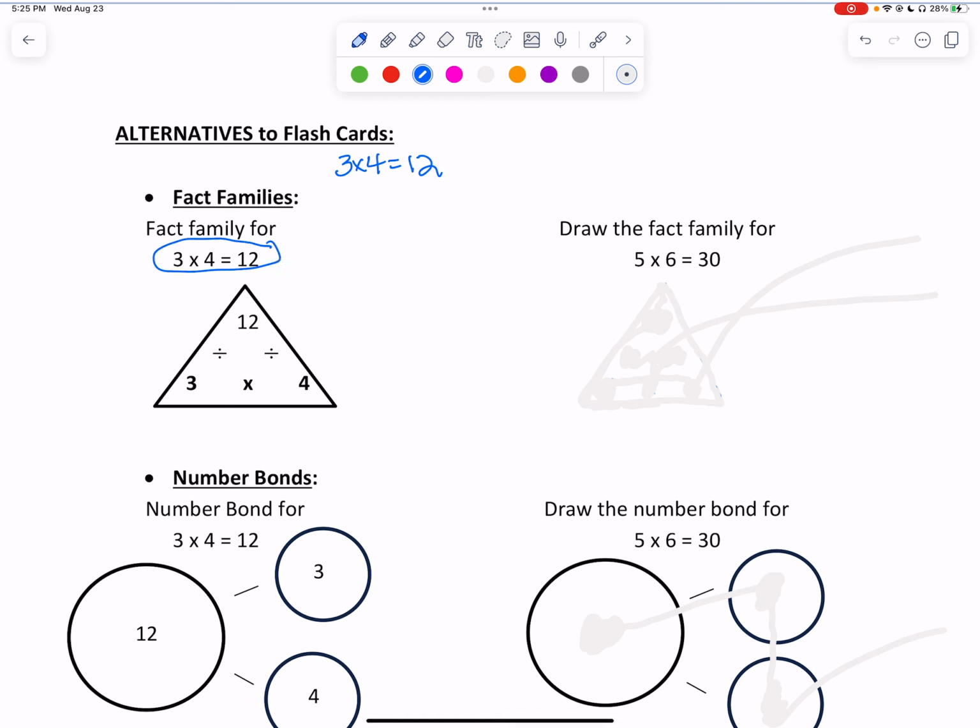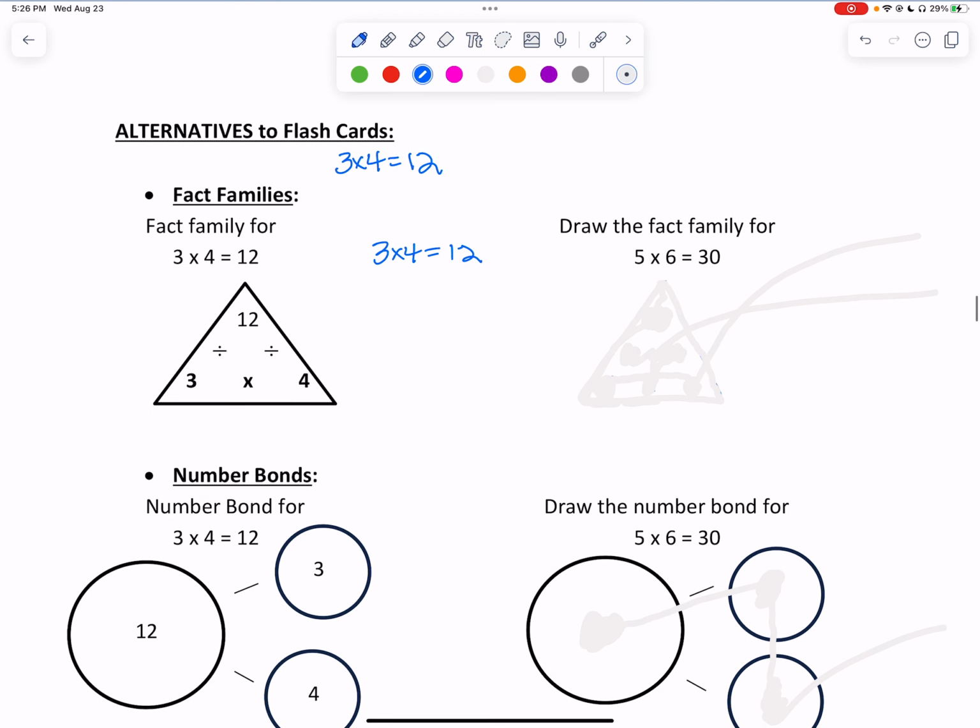So you can have these triangular shaped cards that are fact families. And with these fact families, it tells you a ton of information, not just 3 times 4. Now it has that down here, 3 times 4. So that's one thing that they have. But you could also go backwards and say 4 times 3. So that is another fact out of this fact family.